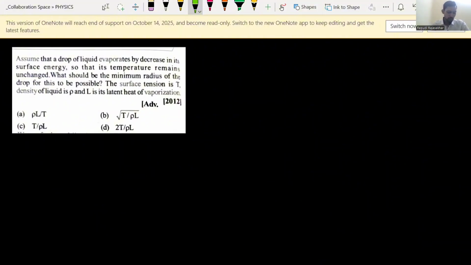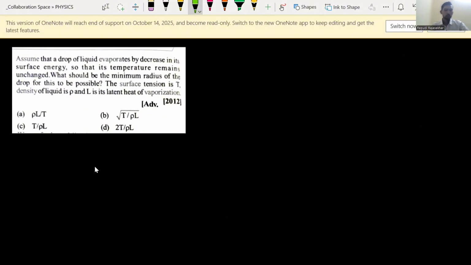See this question. Assume that a drop of liquid evaporates by decrease in its surface energy, so that its temperature remains unchanged. What should be the minimum radius of the drop for this to be possible? The surface tension is T, density of liquid is rho, and L is latent heat of vaporization.